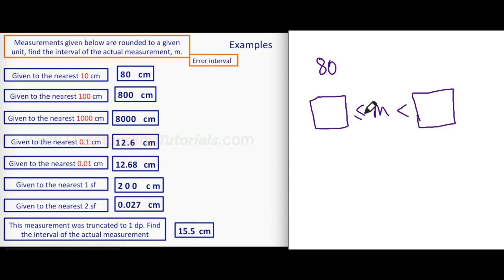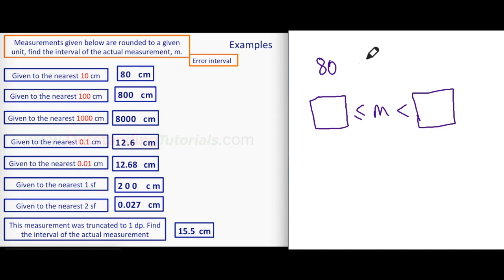So m is always going to be bigger than or equal to something and less than something, because that's how rounding works. It's 5 or more. So whenever that's a 5, you go up, but whenever it's 4 or less, you go down. So it's always strictly less than on this side and greater than or equal to on this side. 80 is what the measurement is. But what numbers rounded to give me 80? And they were rounding to the nearest 10 centimeters. Okay, so this is backwards rounding.